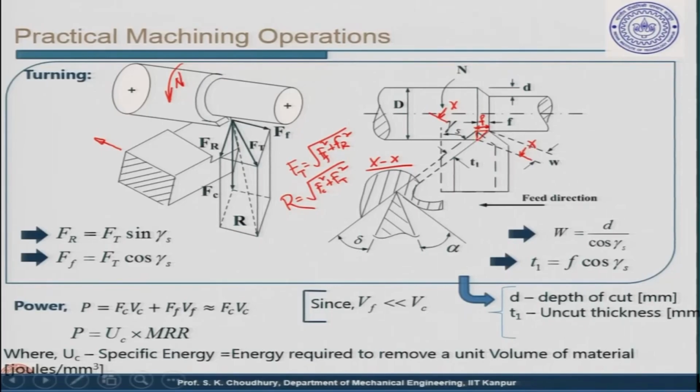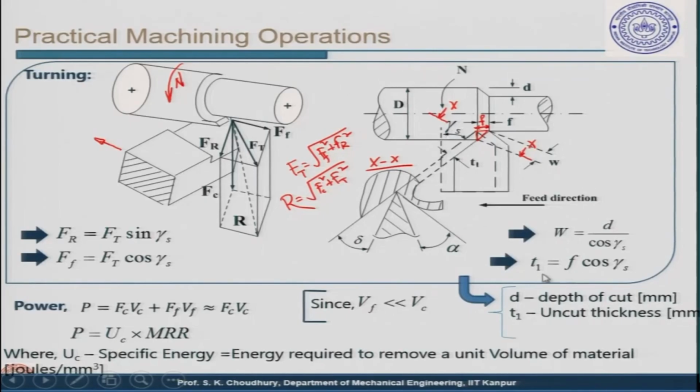From this triangle you can find out that W is equal to d by cos gamma s, and gamma s is here. This is the angle gamma s, the side cutting edge angle, in the ASA, that is, the coordinate system.